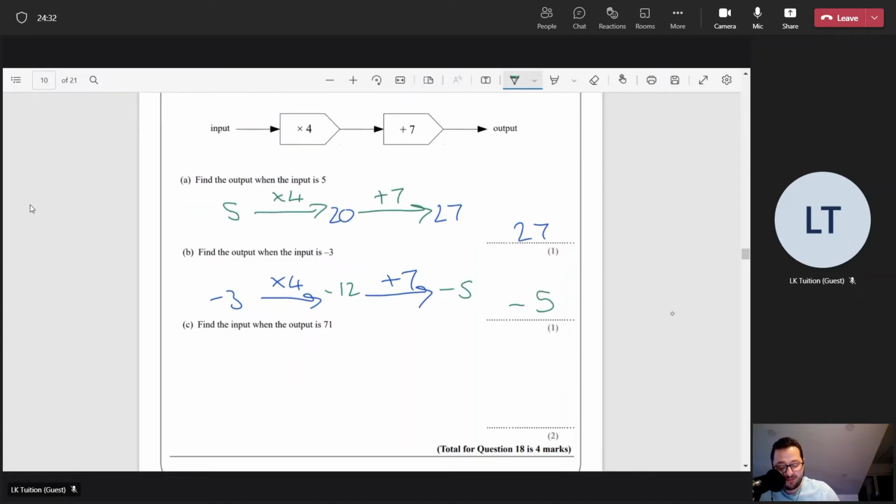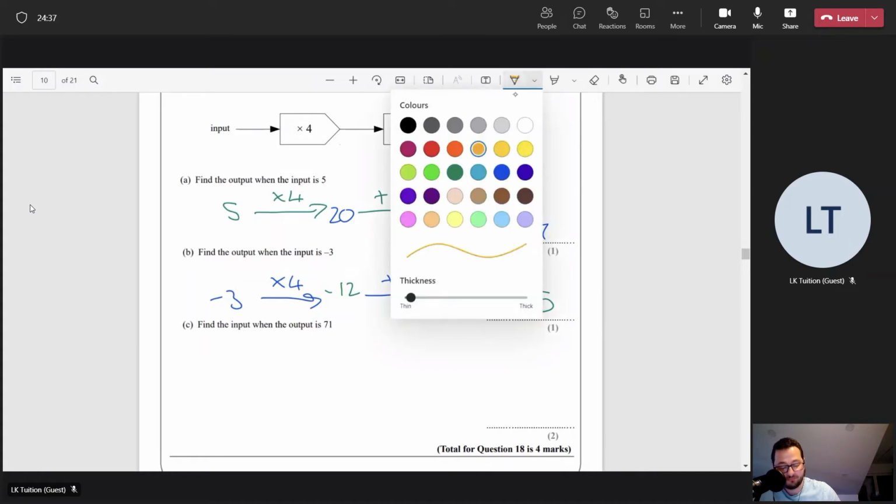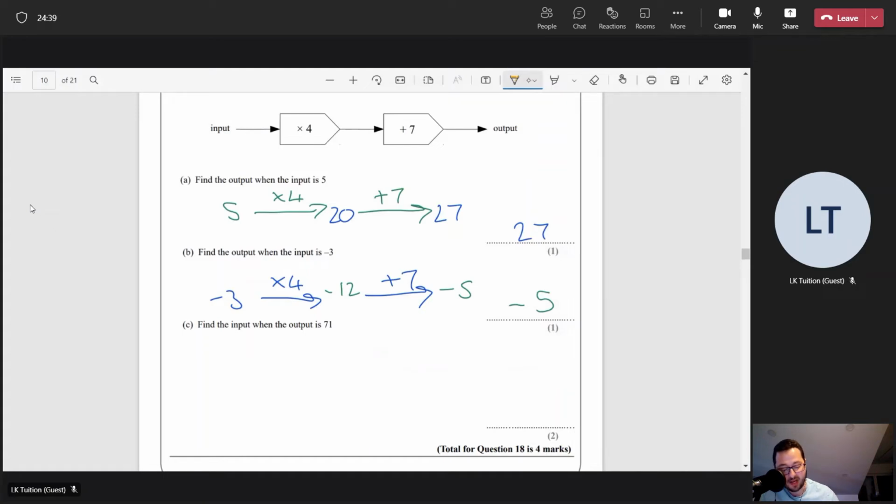Now this time it says find the input when the output is 71. So this time we want to start with 71, but we're going the opposite way, aren't we? Because we're starting with the output. So 71. Now we're going the opposite way, so you want to do the opposite operation. So instead of plus 7, we want to do minus 7. And instead of times 4, we want to divide by 4. So 71 take away 7 is 64. And 64 divided by 4 is 16. Okay, so the input is going to be 16.